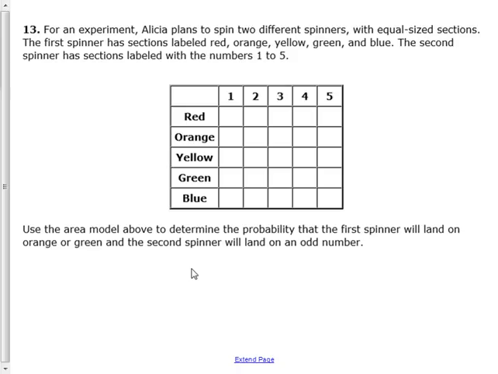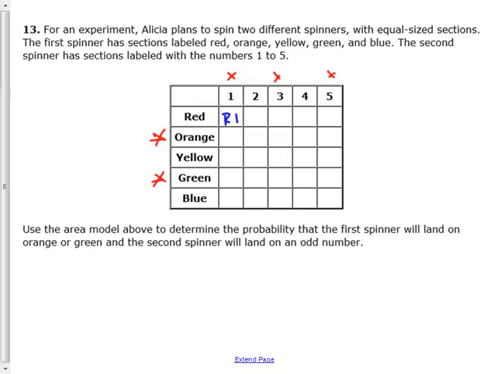Okay, so for an experiment, Alicia plans to spin two different spinners with equal sized sections. The first spinner has sections labeled red, orange, yellow, green, and blue. The second spinner has sections labeled with the numbers 1 to 5. So use the area model above to determine the probability that the first spinner will land on orange or green, and the second will land on an odd number. So I'm looking for orange and green, and then I'm looking for an odd number. So I'm going to kind of mark those so I remember what I'm doing.